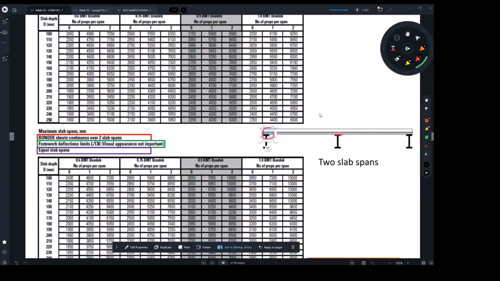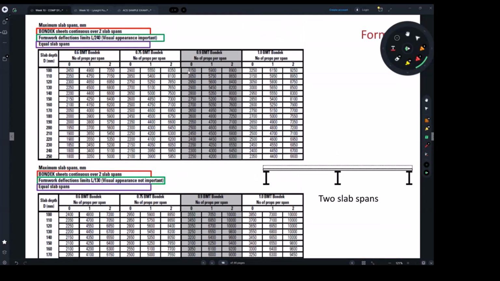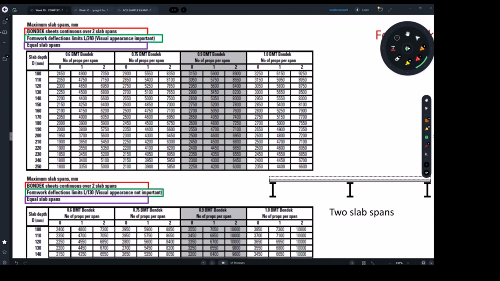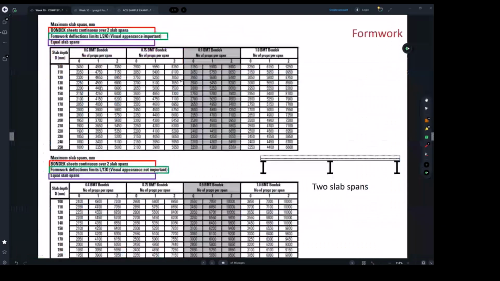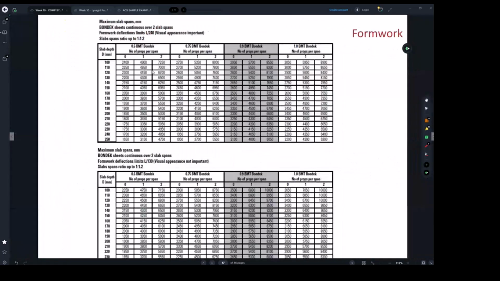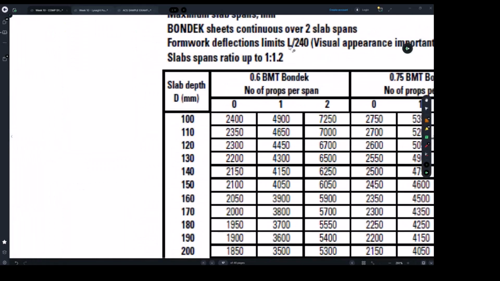So again, these tables are talking about situations where you have the bonding continuing over 2 spans. In this case, you can simply use this table. The new feature with those tables is whether the 2 spans are equal or not. If they are equal, you're more than welcome to use these tables like you did before. If they are not equal, you have to make sure the difference is within 20%. If one span was 2 meters, the other should be 2.4, a 20% difference.